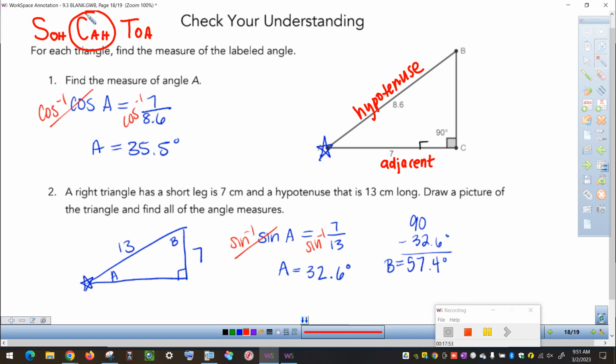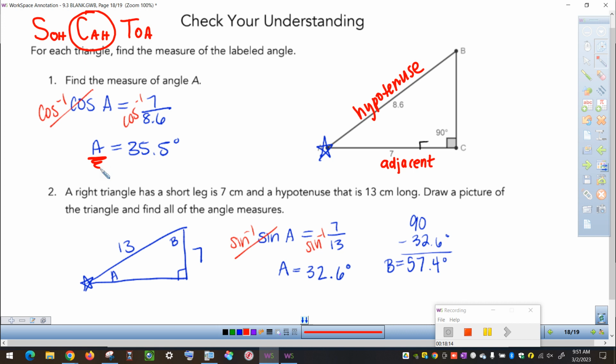And so essentially we're doing the cosine inverse of both sides. That's going to make the cosine cancel out, leaving us with just A by itself. That is the only way to get rid of cosine. You can't divide by cosine. Cosine is not a number in and of itself. Cosine is a function, so you need to do the inverse of that function.